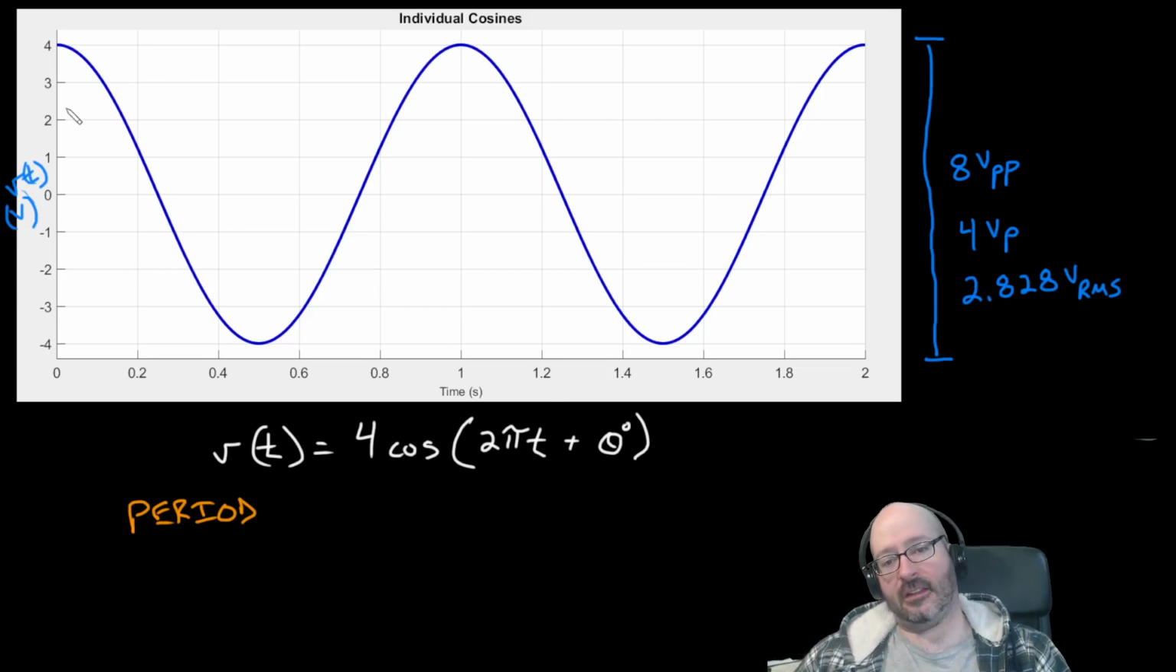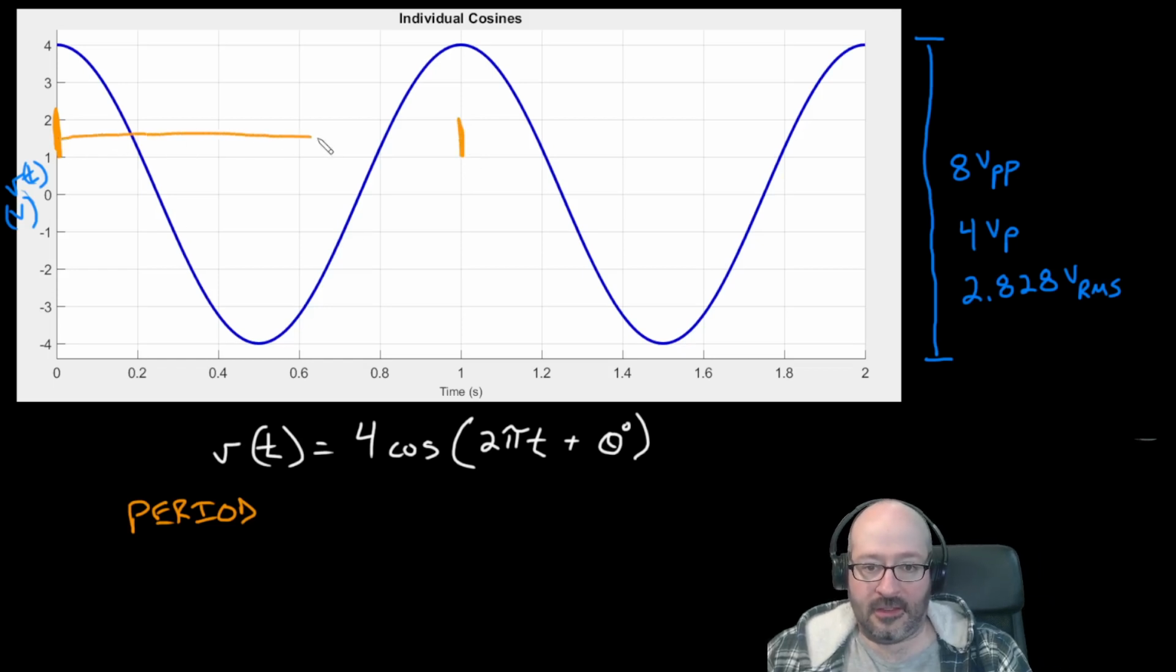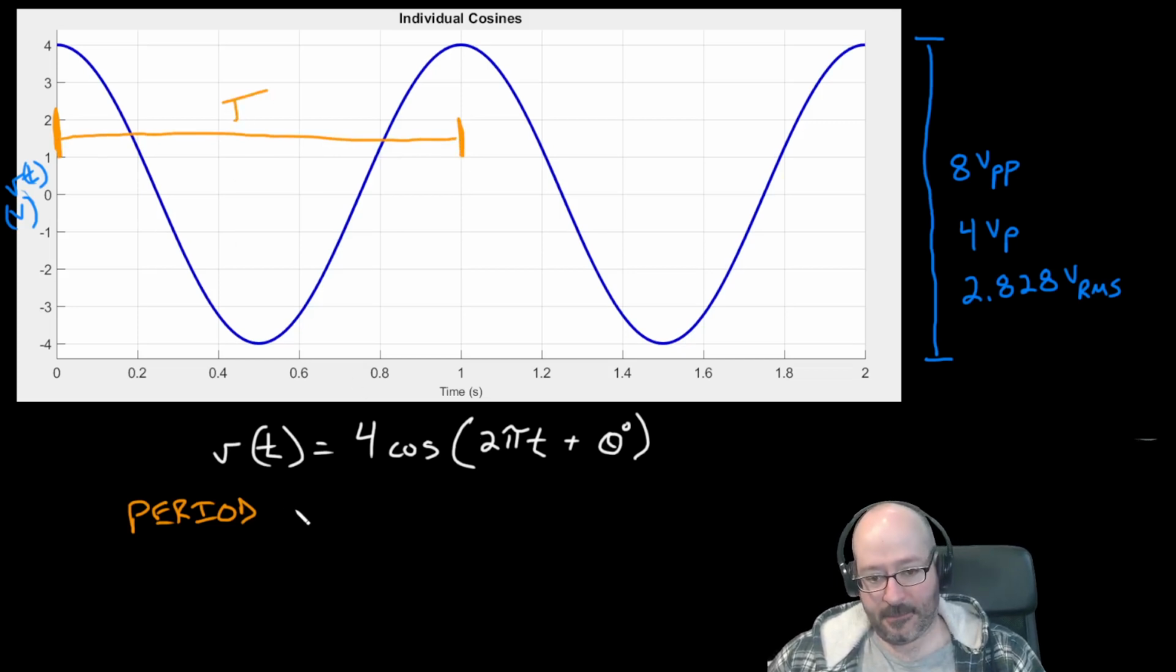Looking at the plot, it starts at its peak here. It goes to 0, it goes to its negative peak, it goes back to 0, and it goes back to its positive peak. So from here to here, we can call this distance, and it's a distance along the time axis, capital T, which is the period. Capital T is our period.